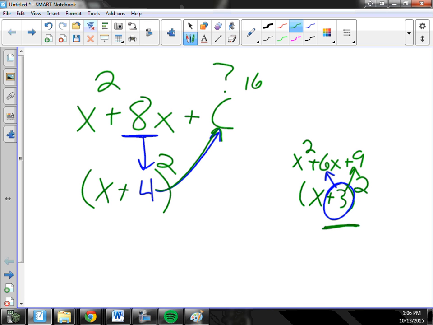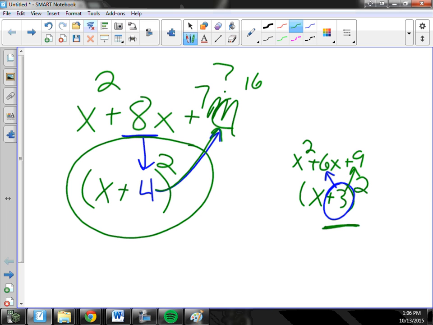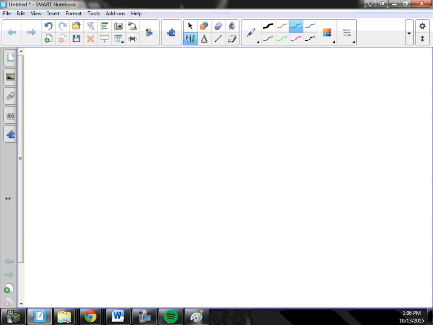So if the middle number is 8, then the end number would have to be 16 in order to factor like this. Now, if the answer was something else, if c was, say, 7, it would still work. x squared plus 8x plus 7 factors into (x plus 1) and (x plus 7), which is nice to use, but remember, it's not the same factor. Those two factors are different.